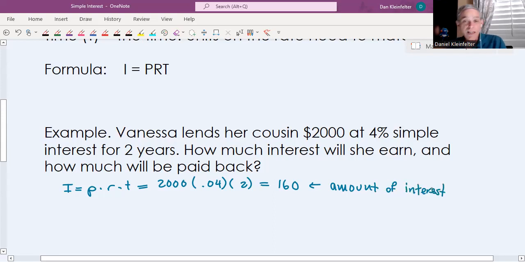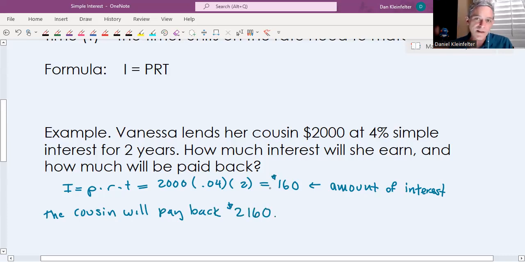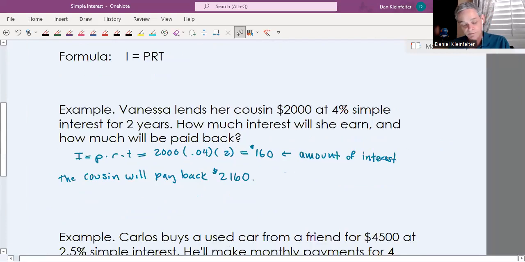And then, of course, Vanessa is going to want her original $2,000 back, not just the $160. So the cousin will pay back $2,160: the original $2,000 plus the $160 in interest.